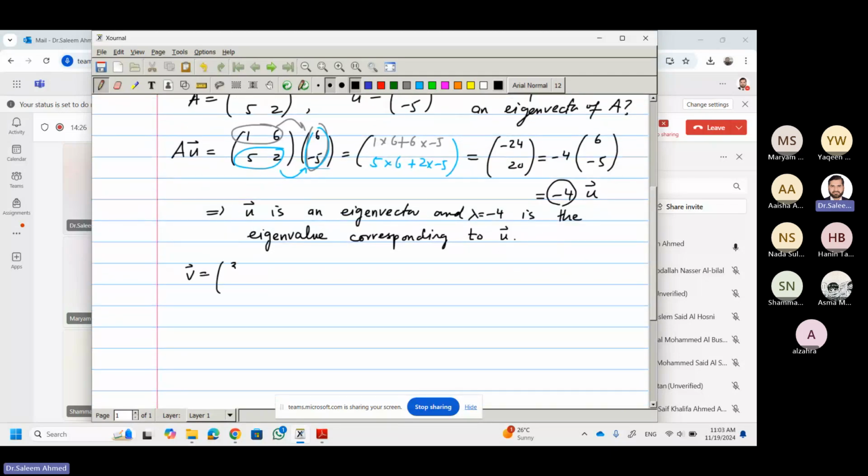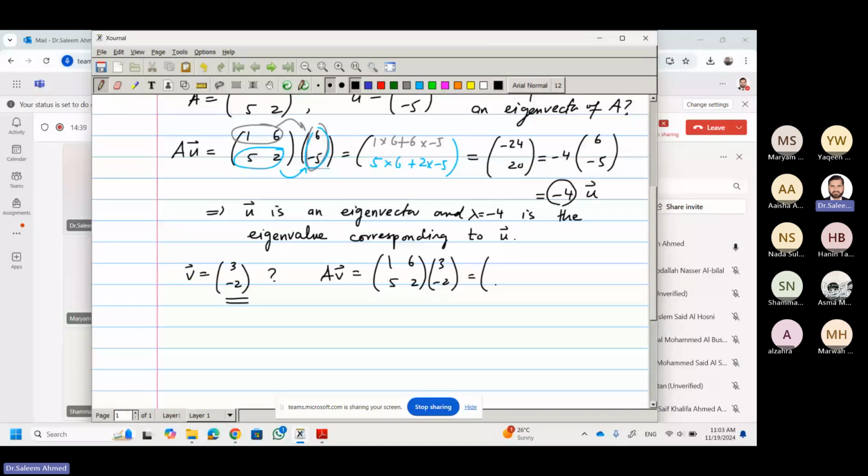Another vector is given, v = (3, -2). If I have to check whether this is an eigenvector or not, I multiply A with v, because there is only one way to check whether something is an eigenvector or not, and that is to multiply.